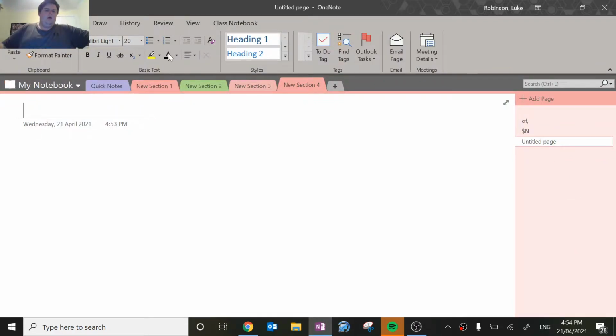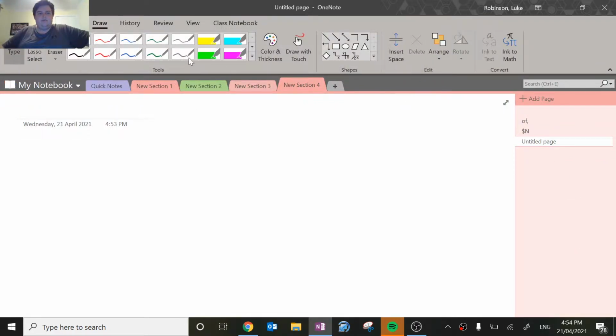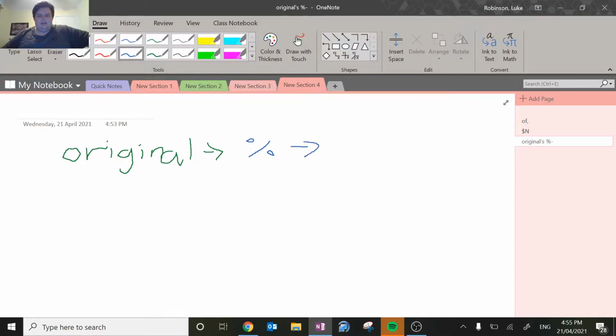Now, the way this assessment is going to work, and forgive me for my terrible drawing and writing as we go through, is essentially we're going to be looking at prices of things. There's going to be an original price, a percentage discount, or it could be an increase actually, so I'll just leave it as percent, and then there's going to be some sort of new price.